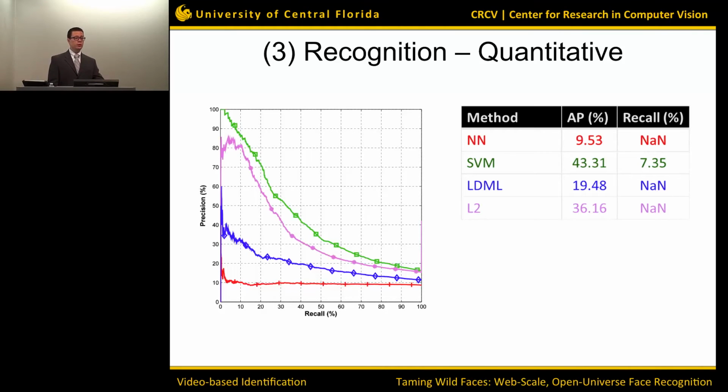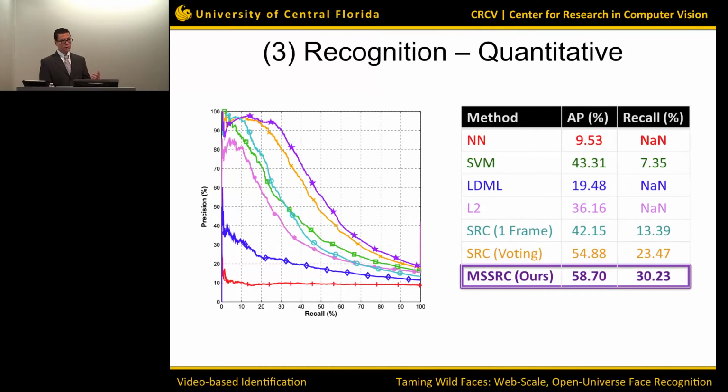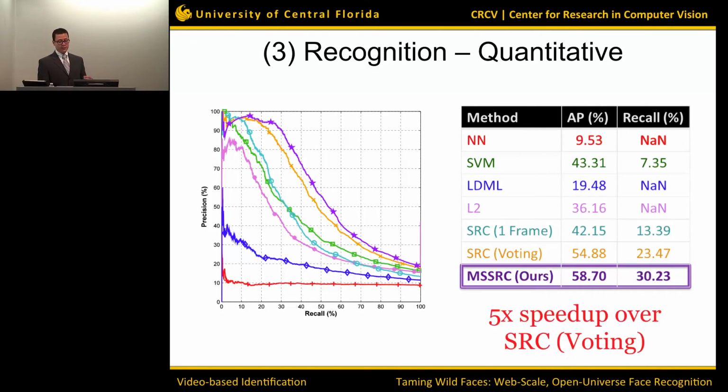We also compared to eliminating the L1 norm, and you can see that it doesn't do better than support vector machines, although sparse representation-based classification with just one frame is able to do better. Now what we look at here is, instead of using an SVM or a nearest neighbor, we use sparse representation-based classification for each frame in the face track, and we can see that it obtains the best average precision and recall. When we introduce our method, MSSRC, we're able to even outperform that because it's able to average out many of the errors. However, we can get a 5 times speed up over SRC because we only do it once per face track instead of for every frame within a face track.